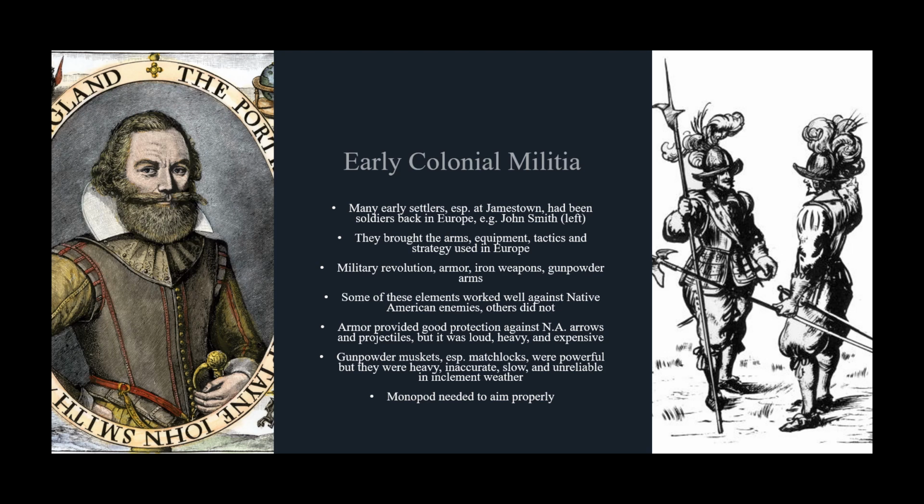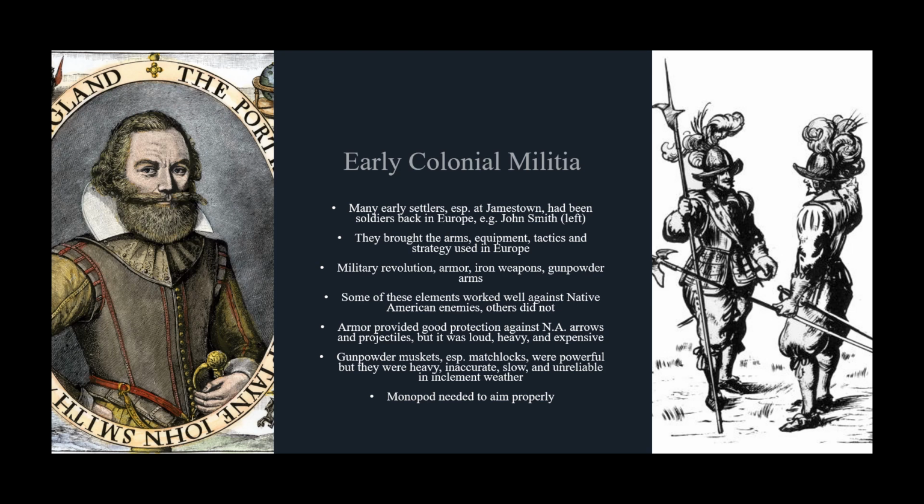Elements of the military revolution can be seen in their tactics and strategy, as well as the arms and equipment they used. They wore armor in the beginning, they had iron weapons, and they used gunpowder arms, like muskets and artillery. Some of these military revolution elements worked well in the New World, as seen in the Spanish conquest of Mexico, but other elements did not work as well, particularly in North America, where the Native American populations were smaller.